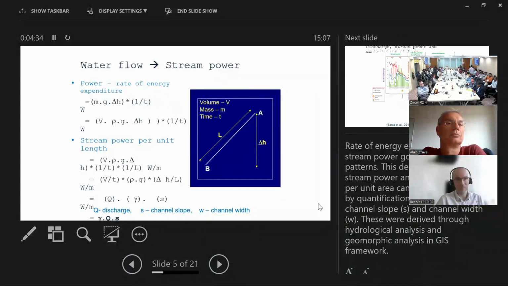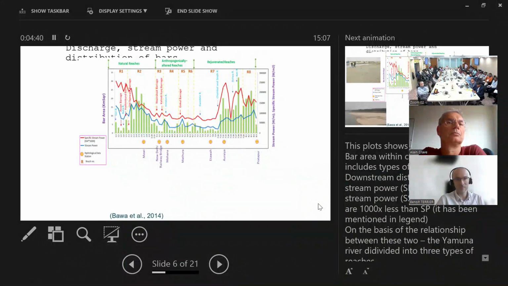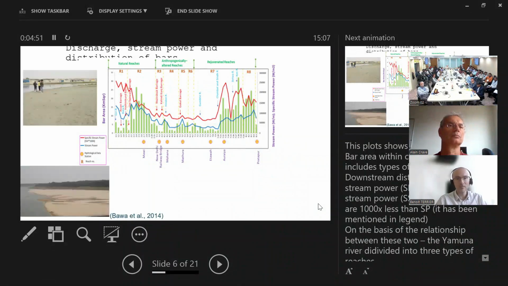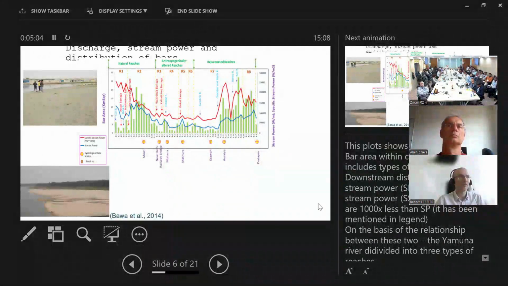There, the modeling approach is there. So what does it show? This is the plot for the Yamuna river, and the red color is the stream power distribution plot. Blue color is the specific stream power plot, and the green colors are the channel bars present, which highlight the geomorphic diversity. The green color indicates this is close to the Delhi region where the large bars are, and sand mining is also there. That is another set of anthropogenic impact. But yes, there are large bars present in this part.